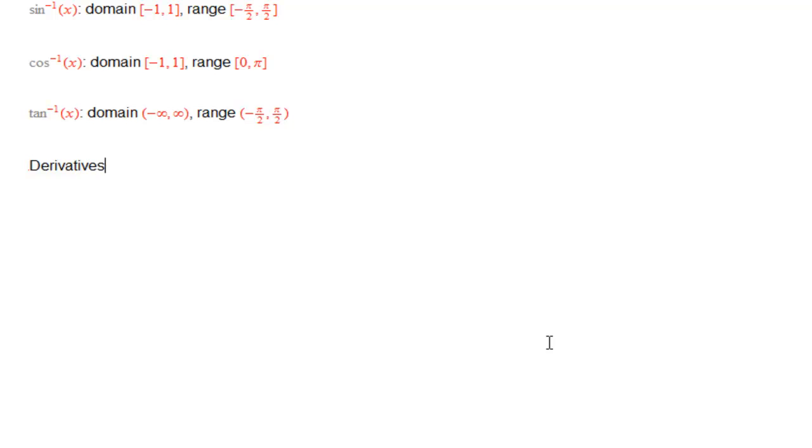So derivatives of inverse trigonometric functions. And to get these derivatives, we're going to use implicit differentiation. Okay, so first we'll start with inverse sine of x.